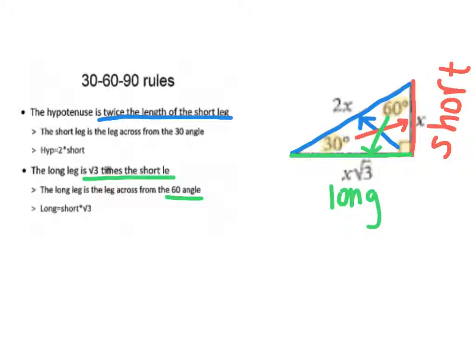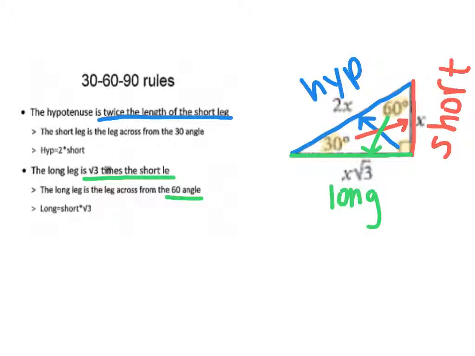There we go. The red side's the short leg. Okay, and the hypotenuse is across from the right angle. It is the longest side. It's not the longest leg, but it's the longest side. So you have the hypotenuse, and then you have these two other sides. One's shorter than the other, so we label them short and long. So we have short, long, and the hypotenuse.